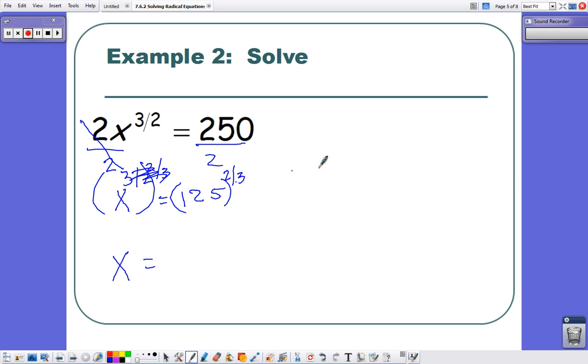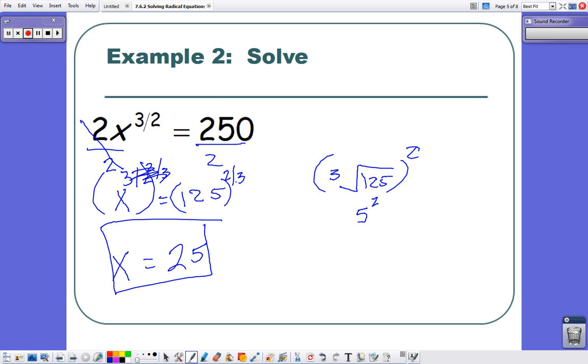Remember, the bottom number is my index, so I'm looking for the cube root of 125, squared. If you look on your list, go down the third column to 125, and you find that the third root of 125 is 5, and then we square it. So this answer is 25. All right. Example number 3.